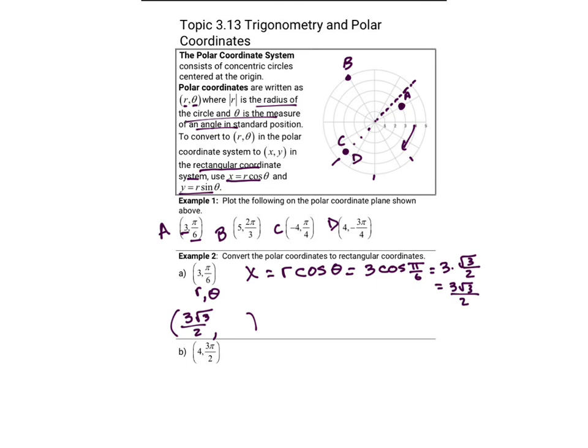You need the y one, so that's going to be r sine theta. So you'll have 3 times sine of pi over 6. What is sine of pi over 6? So 3 halves will be your y value. So that's your ordered pair.